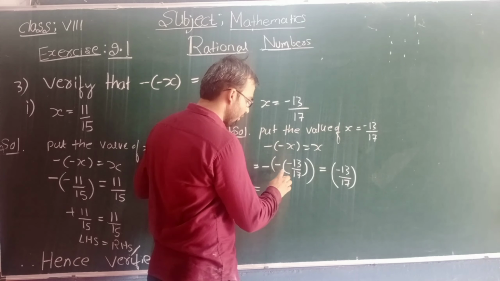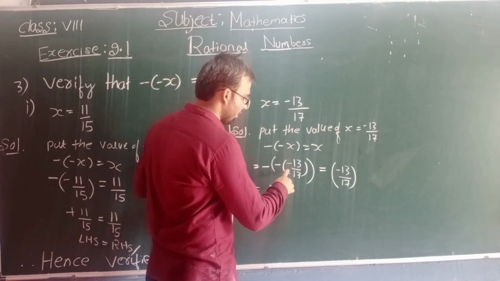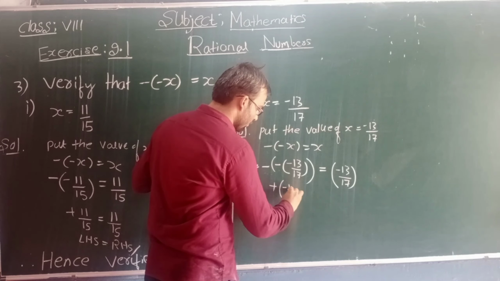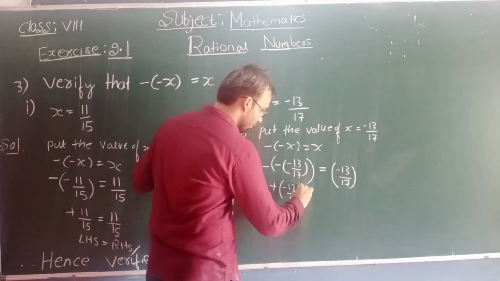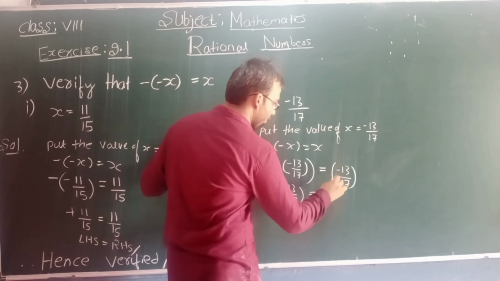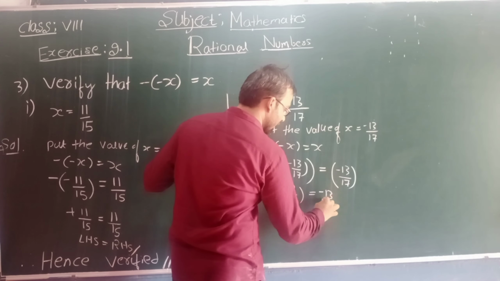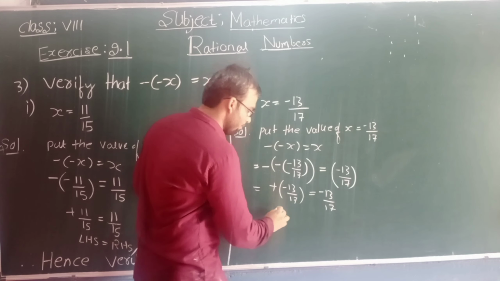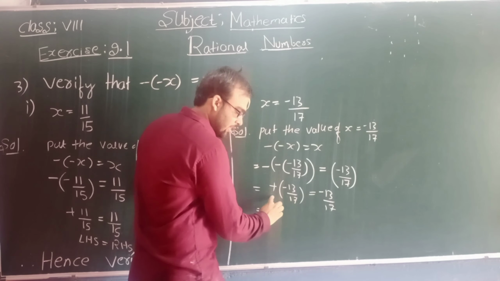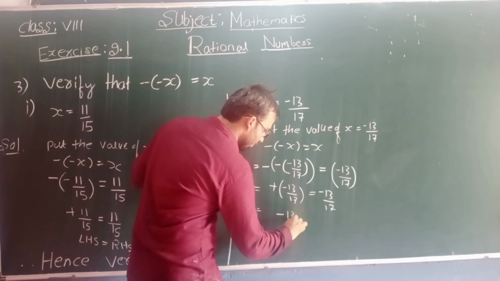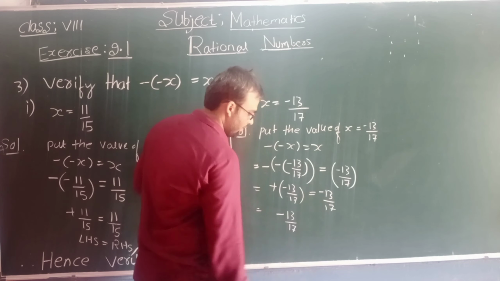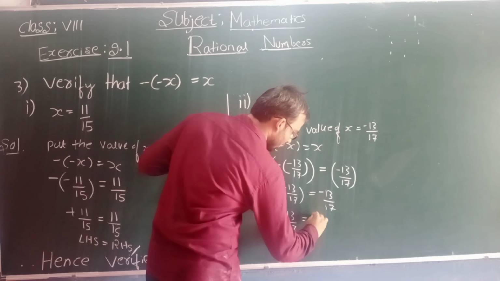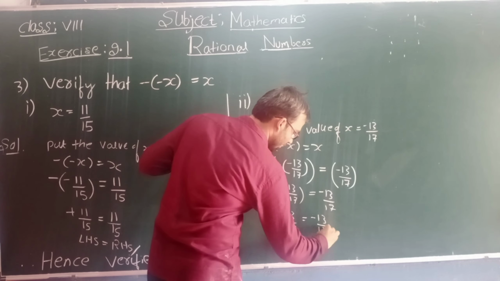So now look at here. Minus into minus will be plus. Okay. Now minus 13 by 17. And it will be what? You can take out the bracket. It will be minus 13 by 17. Look at here. Plus into minus is what? Minus. Plus into minus is minus 13 by 17. Here also minus 13 by 17.